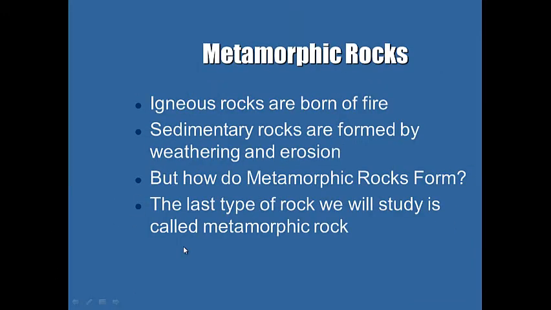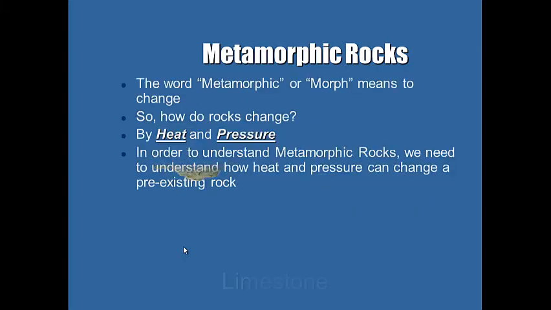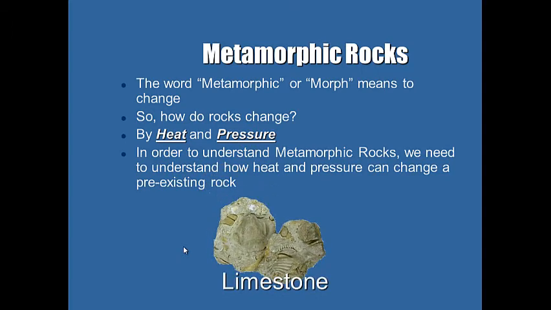Okay, this brings us to metamorphic rocks. Igneous rocks are born of fire, sedimentary rocks are formed by weathering and erosion, but how do metamorphic rocks form? The last type of rock we're going to study is called metamorphic rock. The word metamorphic, or morph, means to change, like a butterfly, right? It morphs from a caterpillar into a butterfly. But if we use the same concept and we apply it to rocks, rocks change by heat and pressure. Deep down in the earth, okay, rocks are subjected to tremendous amounts of heat and pressure.